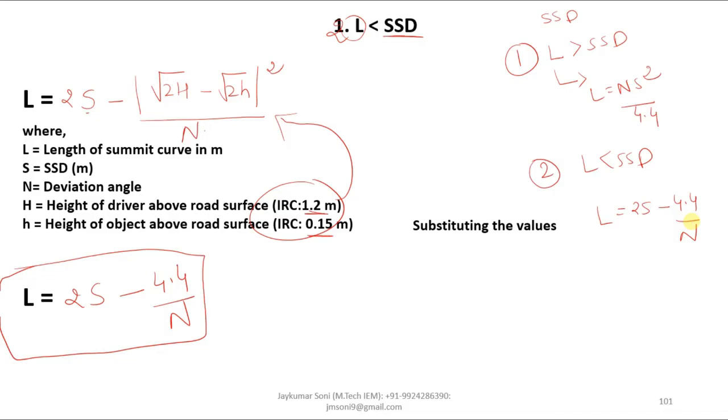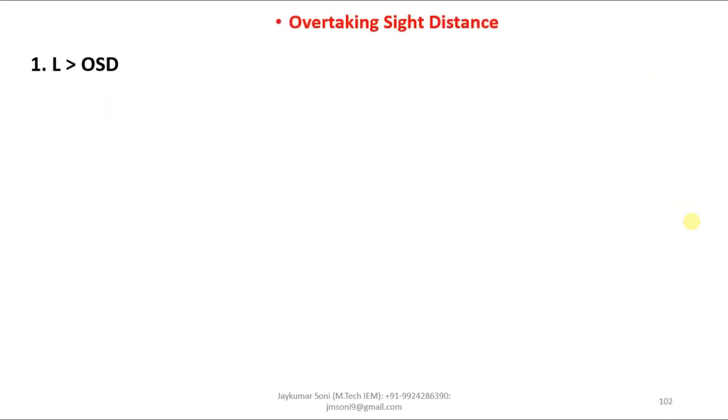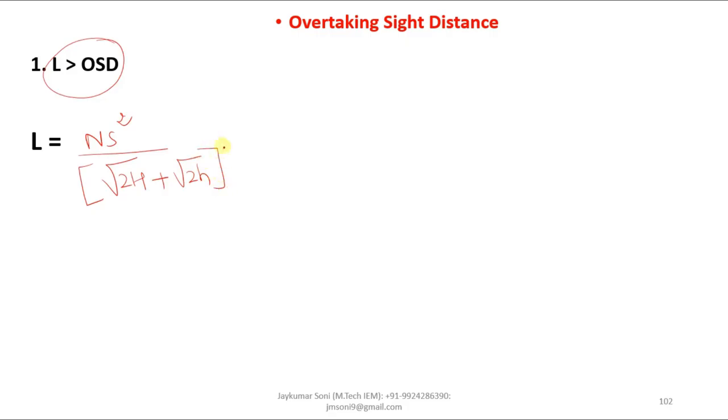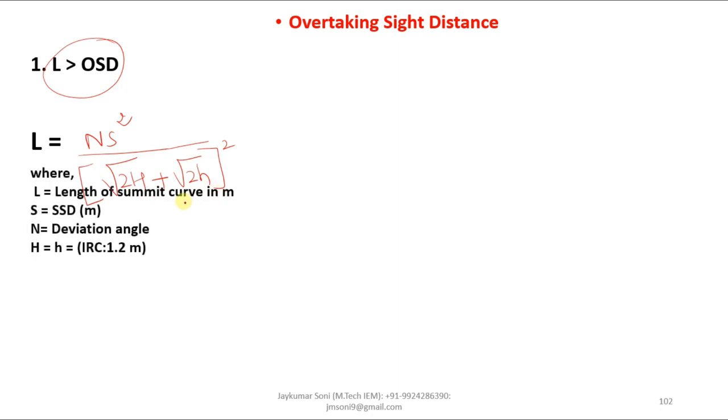Let us understand the concept of overtaking sight distance. In OSD also two cases are to be considered for deciding the length. First is L is greater than OSD, and the equation for L is NS square divided by under root 2H plus under root 2h, whole square. But over here you will have to substitute the value of capital H and small h both as 1.2 meter.